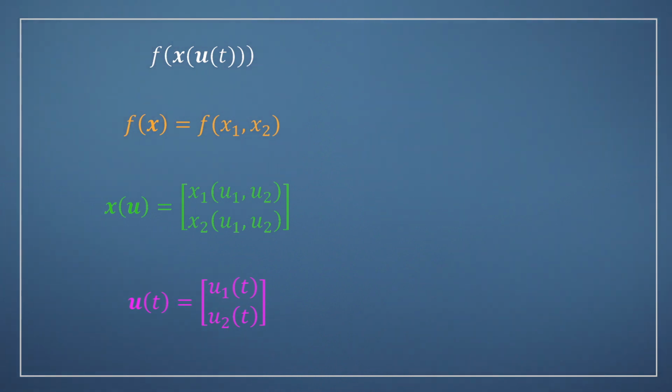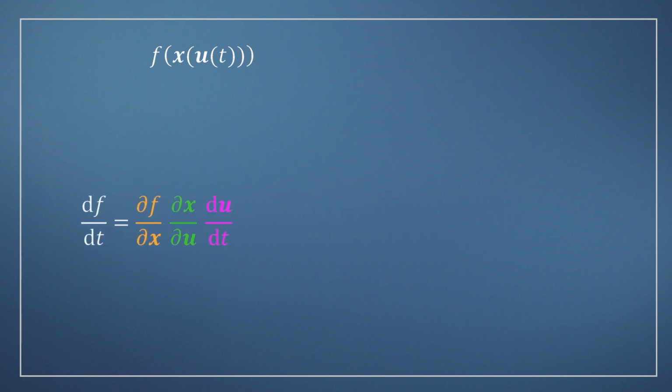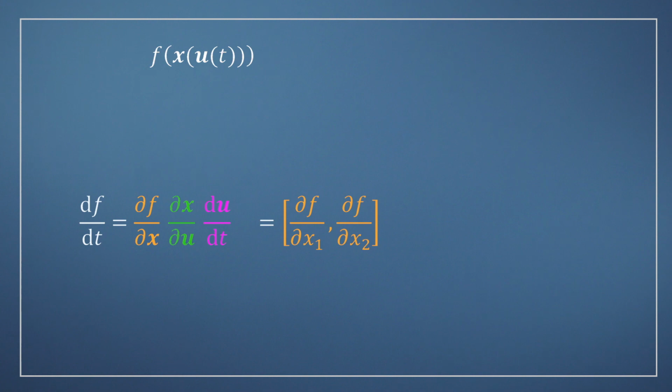If once again we'd like to know the derivative of f with respect to t, we can essentially write the same expression as the univariate case, except that now several of our terms are in bold. We've already seen that differentiating the scalar-valued function f with respect to its input vector x gives us the Jacobian row vector. We've also seen that differentiating the vector-valued function u with respect to the scalar variable t gives us a column vector of derivatives.